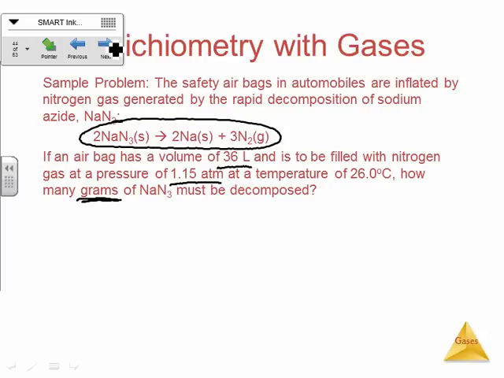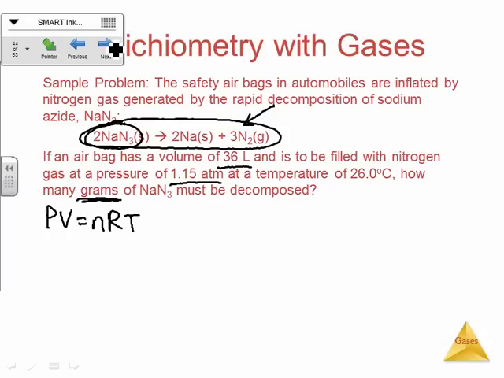we want to basically figure out how many moles of N2 we have, because that's the information they're giving us. They're giving us the volume of the nitrogen gas, the pressure of the nitrogen gas, and the temperature. But what they're asking us for ultimately is the NaN3, how many grams of that. So we're going to go to moles of N2 first, and then use stoichiometry to get the rest of this done. So the first part of this problem, we want to do PV equals nRT.